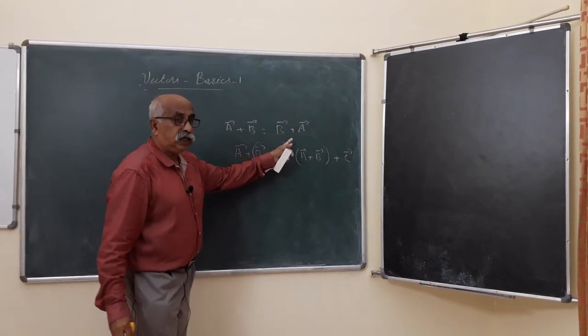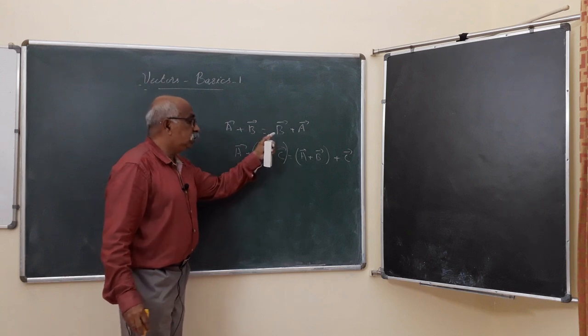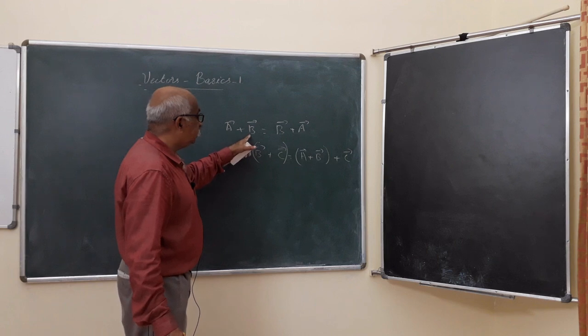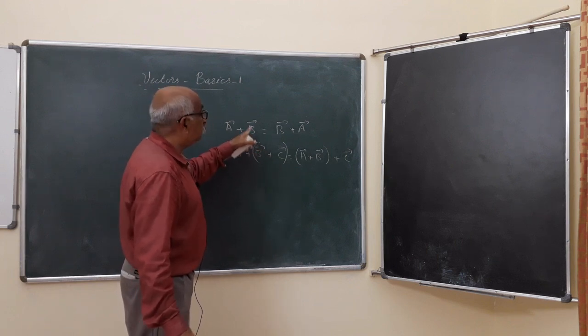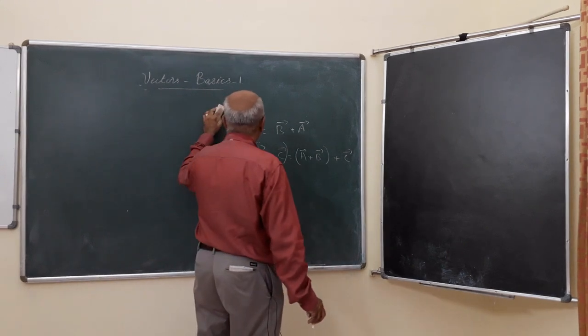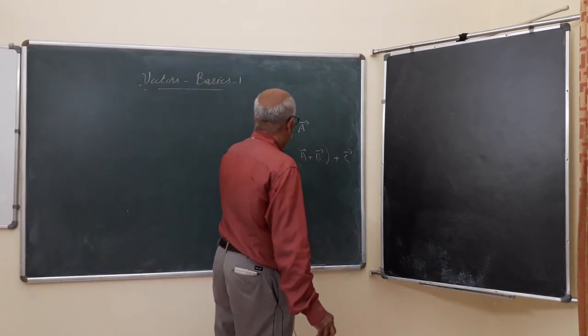This shows vector addition is commutative. The order is not important. Only quantities having both magnitude and direction which satisfy these requirements can alone be described as vectors.